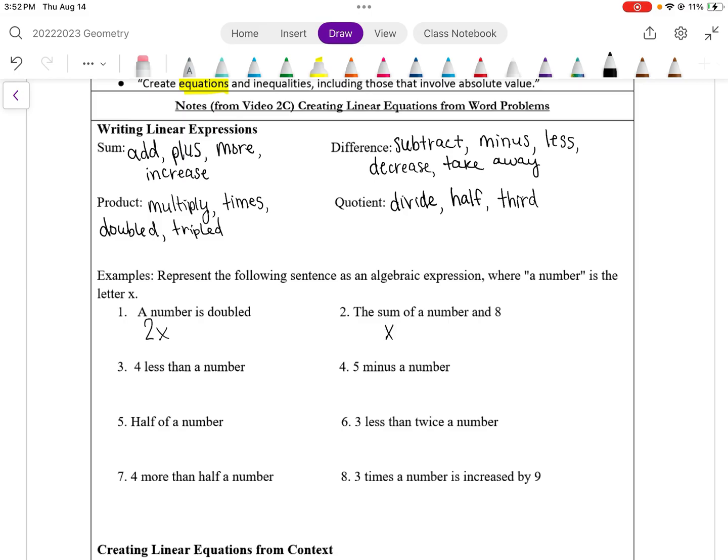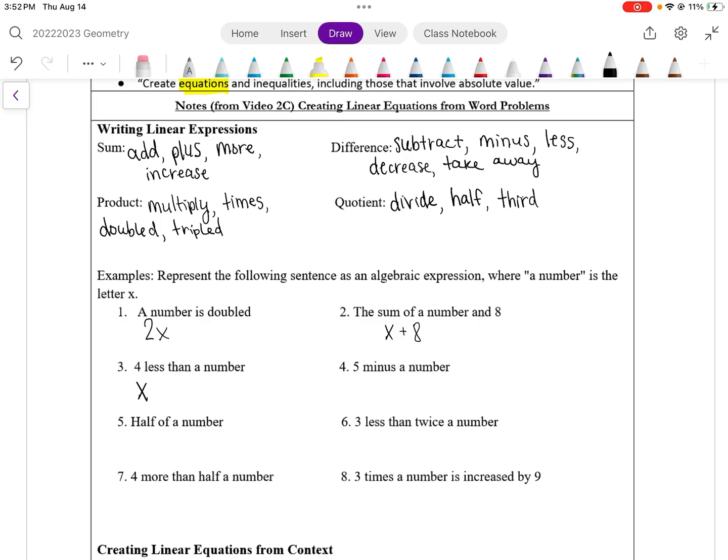Number 2. The sum of a number and 8. Again, the number we're talking about is x. So I'd have x plus 8. I encourage you to pause this and just try them. This is just good practice on your own, but then check. Make sure you got it down.